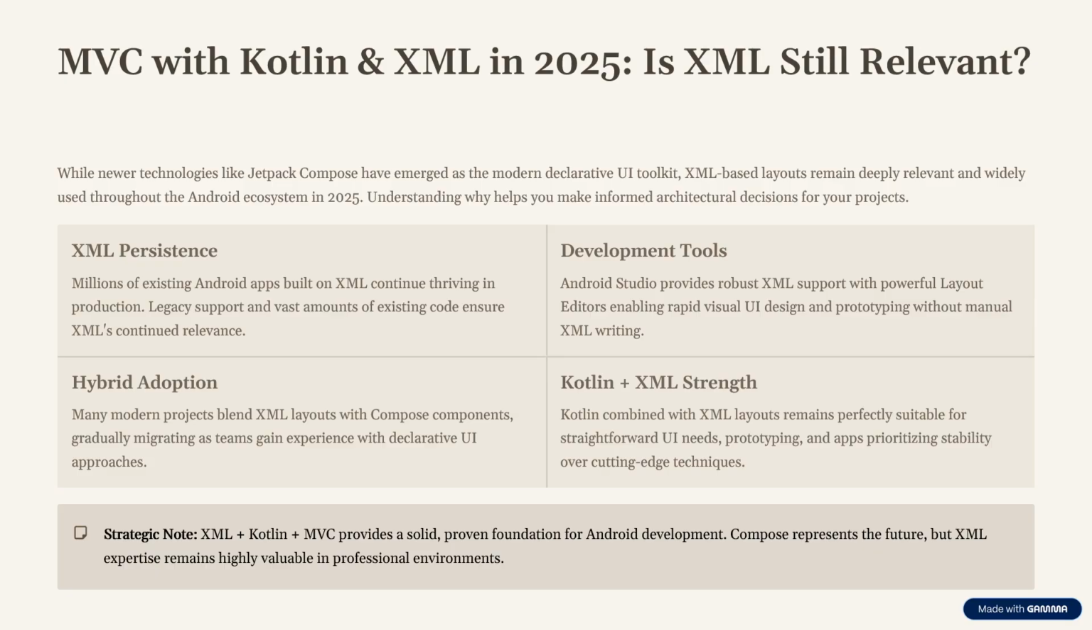MVC with Kotlin and XML in 2025. While newer technologies like Jetpack Compose have emerged as a modern declarative UI toolkit, XML-based layouts remain deeply relevant and widely used throughout the Android ecosystem in 2025. Understanding why helps you make informed architecture decisions for your project. XML persistence: millions of existing Android apps built on XML continue thriving in production. Legacy support and a vast amount of code ensure XML's continued relevance.